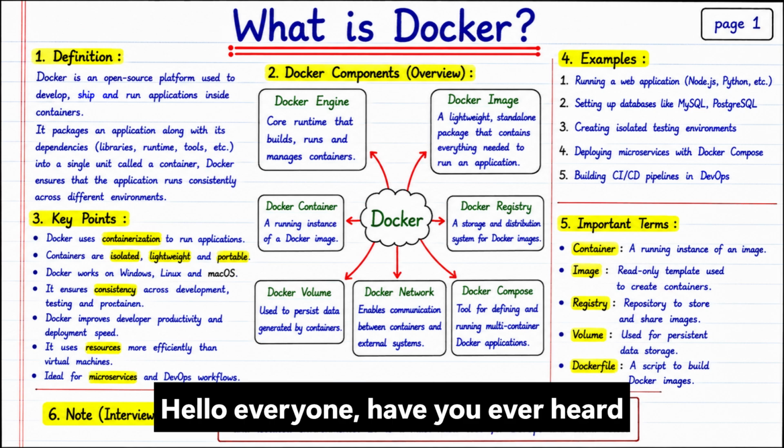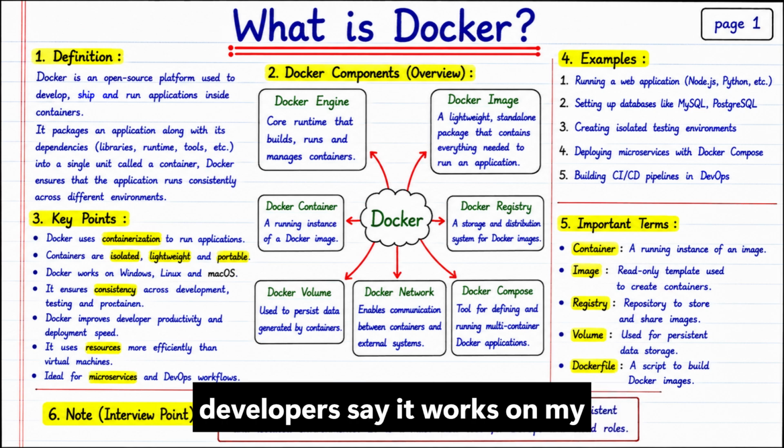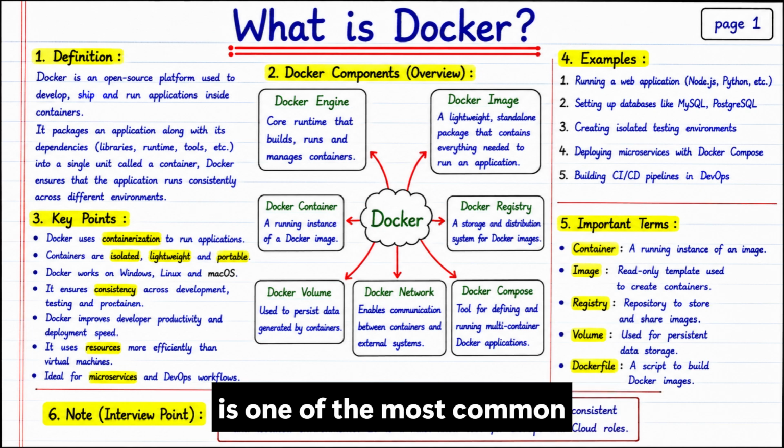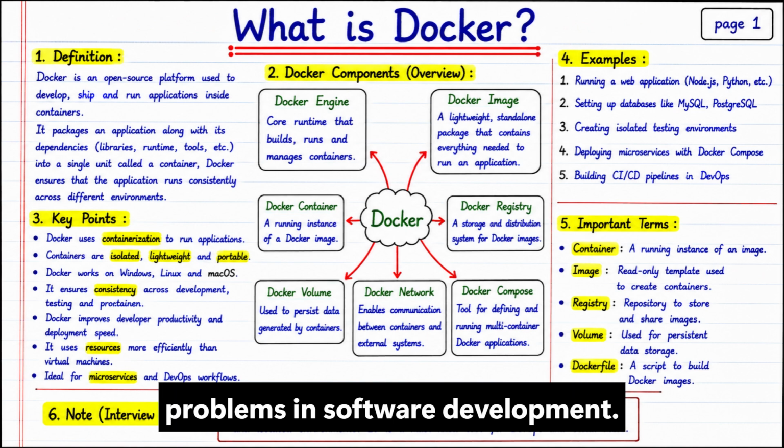Hello everyone. Have you ever heard developers say, "It works on my machine but not on production"? This is one of the most common problems in software development.